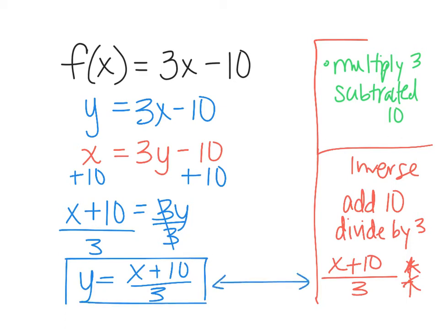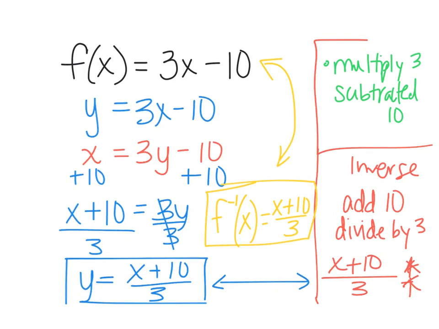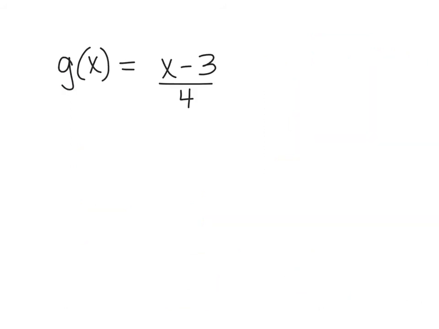Now, the last thing I do need to do is write it using inverse notation. So I'm going to put f inverse of x equals (x plus 10) over 3. I just found my inverse function, or the function that undoes this original one. So these two functions are inverses or opposites. All right, let's do another one.